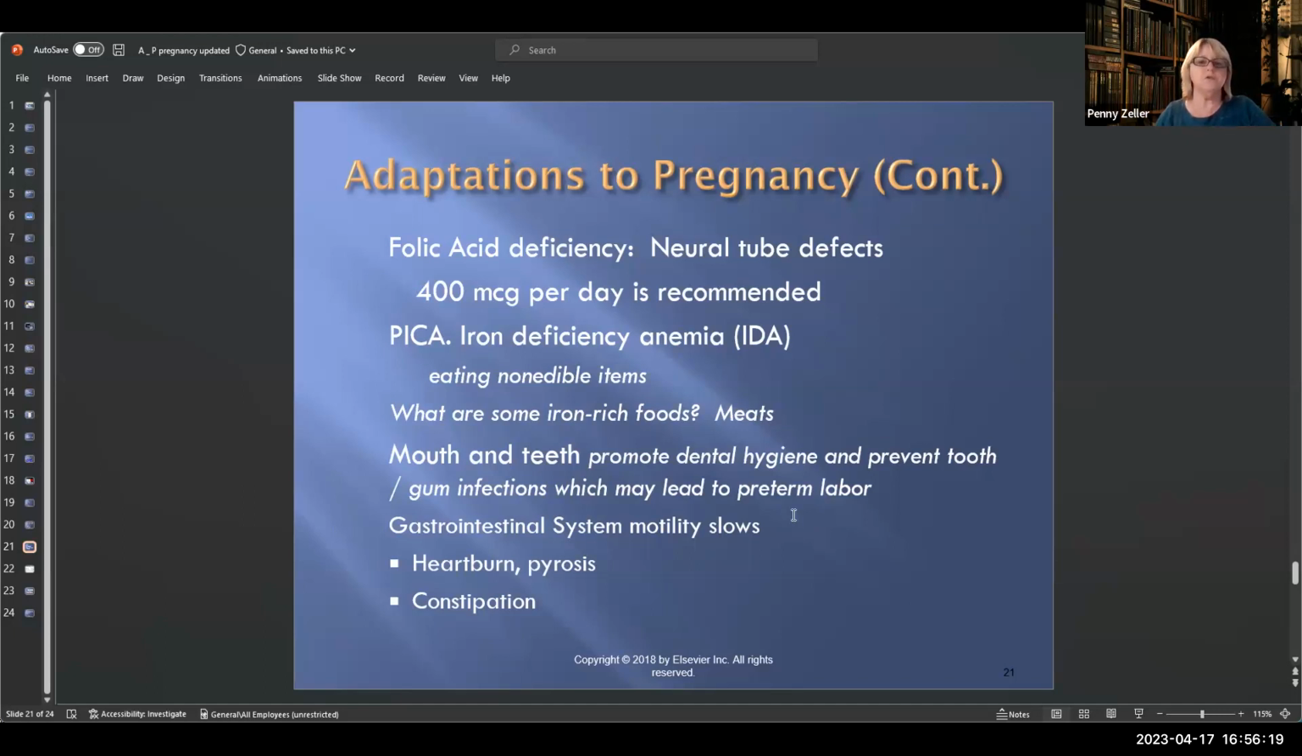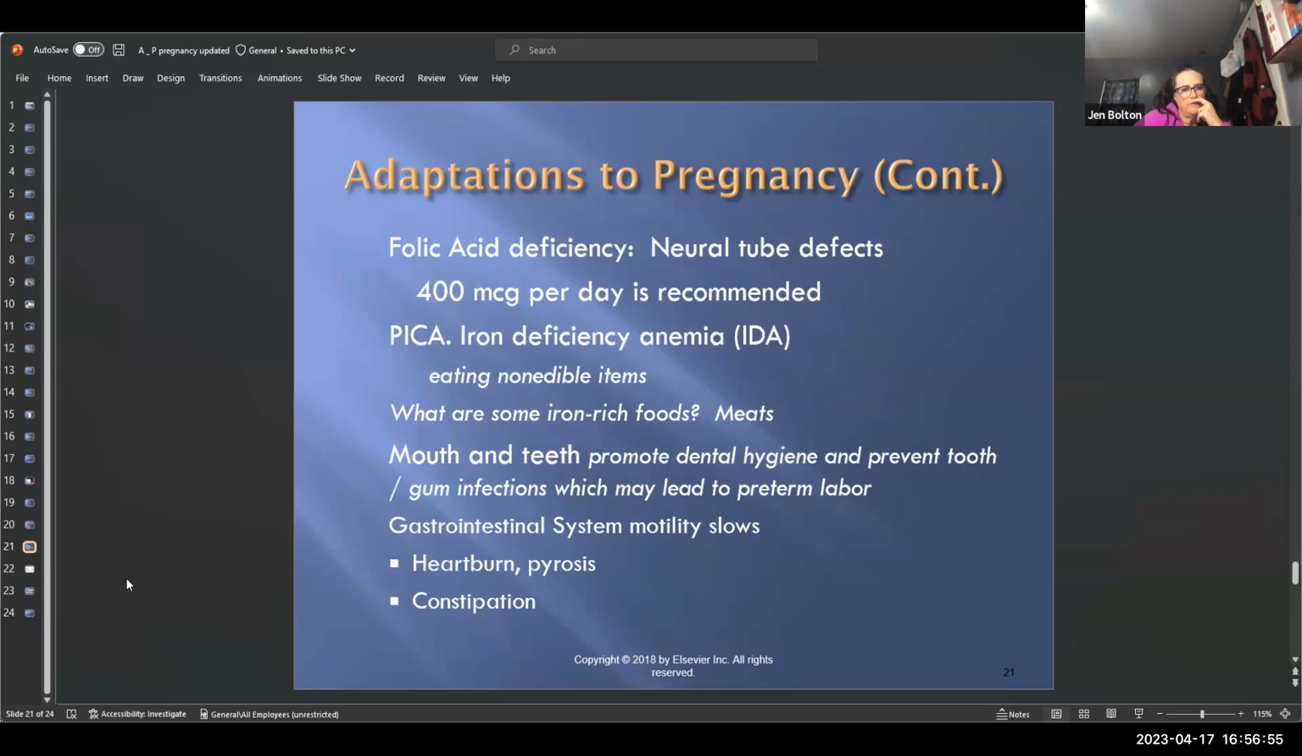Oral hygiene is very important during pregnancy. We need to have a healthy gum and teeth during pregnancy because periodontal disease can actually lead to preterm labor. And then the GI system, it just slows down. So some pyrosis, constipation. So what's some things that you would tell your client if she was having a lot of heartburn? What do you think would be some good things to tell her?